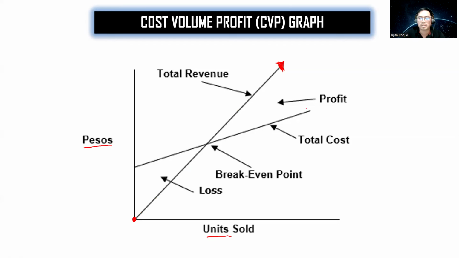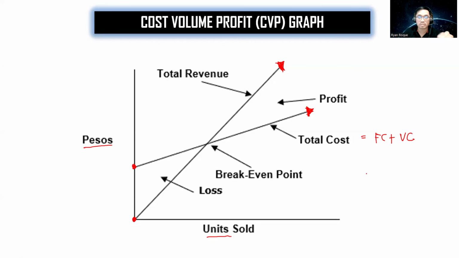And then we also have the total cost line. If you are able to sell 0 units, you still incur a certain amount of cost because of your fixed cost. As the number of units increases, it will start to slope upward, and that is because of your variable cost. So you add your total fixed cost and your variable cost to arrive at your total cost.